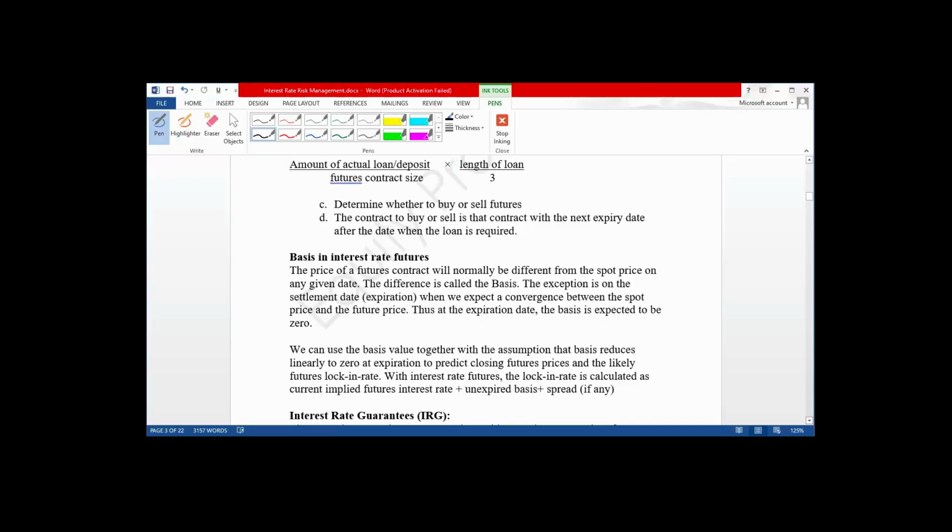Let's continue. When you get to your final step, depending on how the question is given to you, some examiner will give you the closing futures price. Some examiner will not give you. In that case, you need to go through basis.